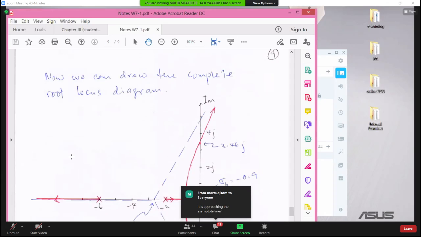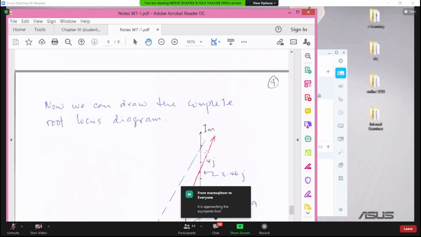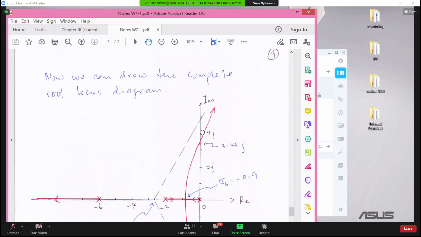Is it approaching the asymptote line? Yes. Finally, it will never cross. For example, here that locus will approach this asymptote line, but it will never go across to the left of this asymptote line. So that is the definition of asymptote. Go to Google that: what is the definition of asymptote line? So finally it will approach this asymptote line, and it will not go to the left of that asymptote line.